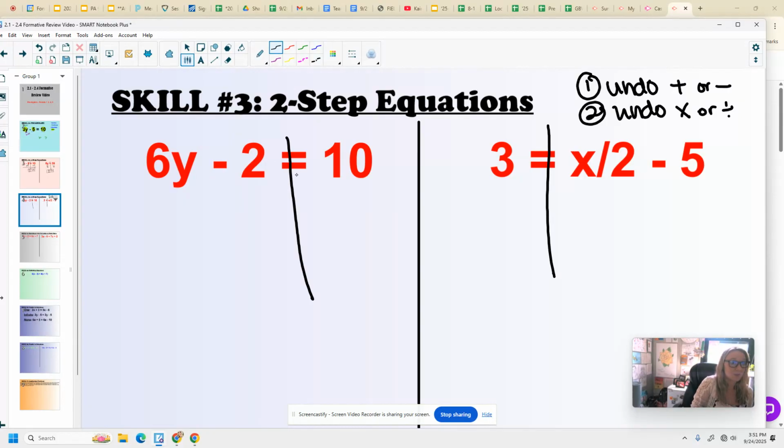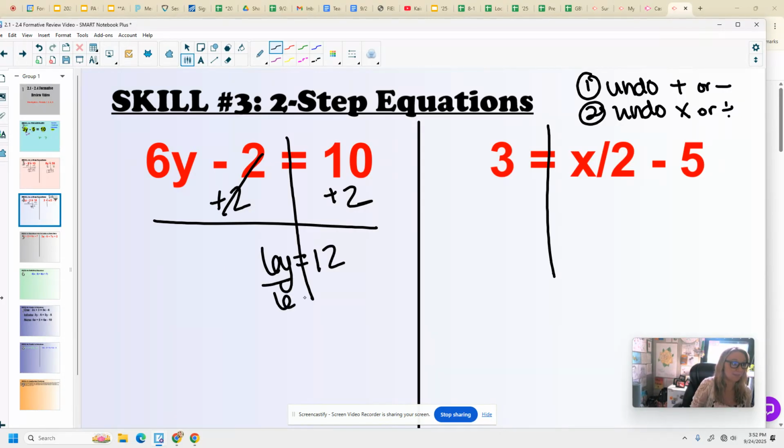So looking at this equation, I see that I have minus 2, so I'm going to do the inverse. I'm going to add 2 to both sides. And then when I move left to right, I've got 6y equals 12. Divide by 6, and I get that y is equal to 2.